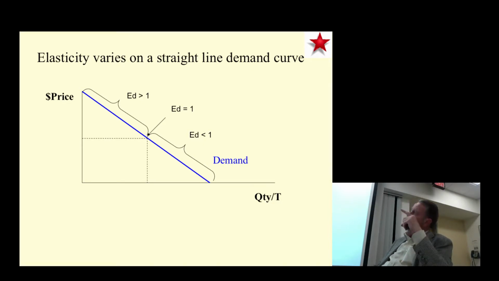If you're at the very top, I'm at $10, I sell 1. I lower my price to $9, I sell 2, and total revenue goes from $10 to $18. So that's the elastic range, right? They're actually doubling the quantity. For a 10% price reduction, they're doubling the quantity they're buying.